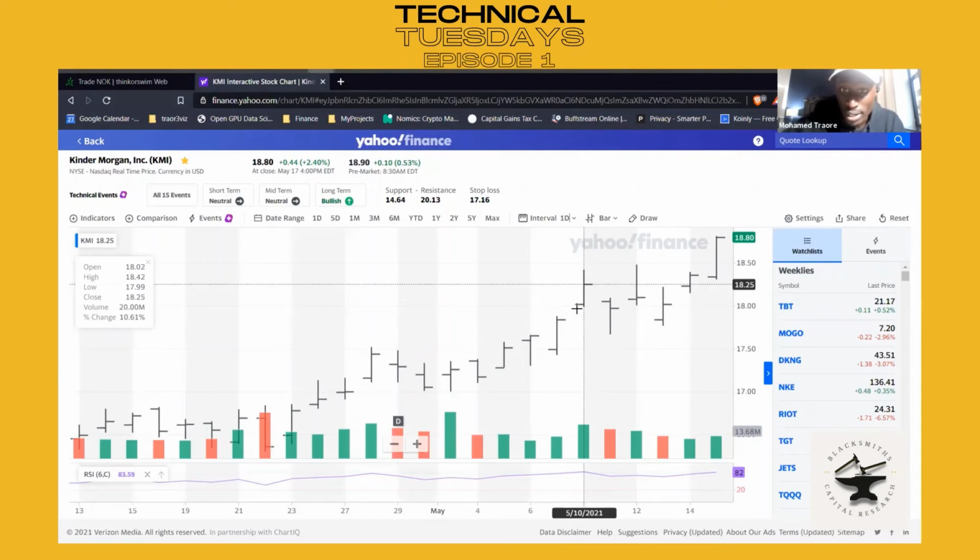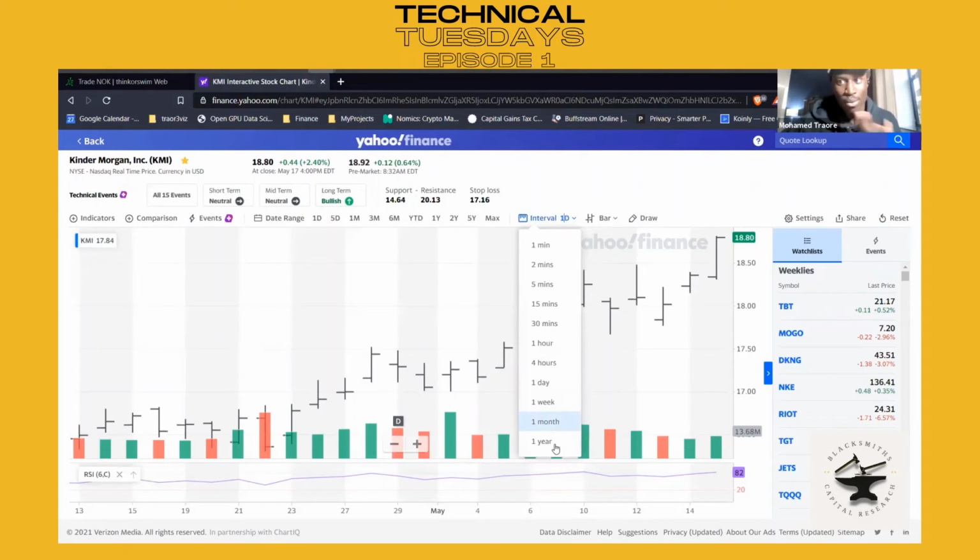It opened down here, it closed up here. So opened low, closed high. And this is a daily chart. You can look at your chart on so many different ranges, which is not very typical for an interval.